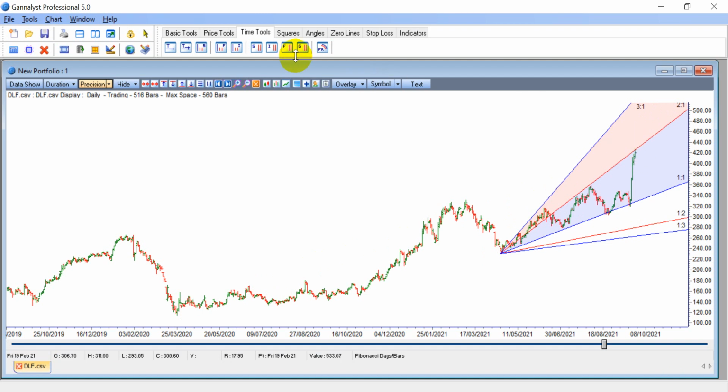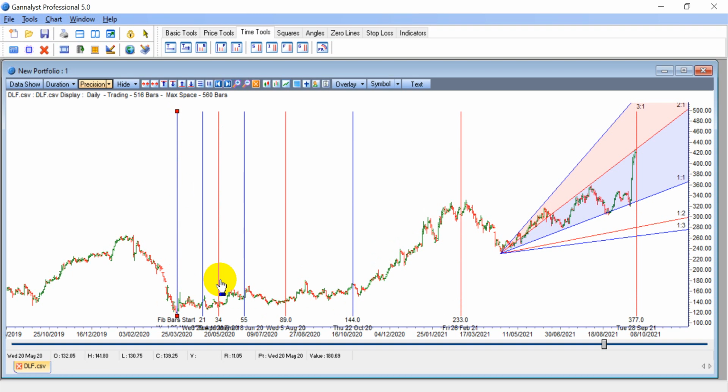Now, where is price and time squaring here? First I'm going to time tools and applying Fibonacci days, converting Fibonacci numbers into days. As you can see here, 21, 34, 55, 89, 144, these are all Fibonacci numbers. At 144 we had a good fall. Around 233 we had a small bottom. Again at 89 a small bottom and a rally. And now we are approaching 377, which is tomorrow, 28 September, and it is already touching this important Gann angle point. So this can be a potential price and time squaring, and a good trade can be seen here.